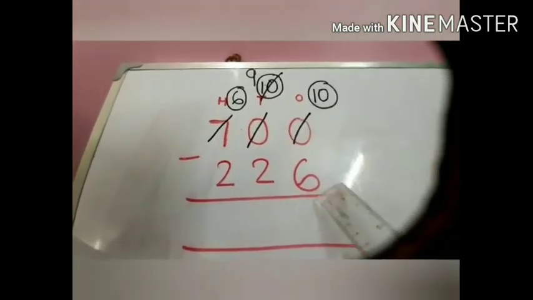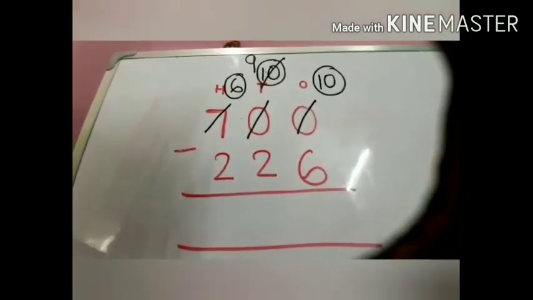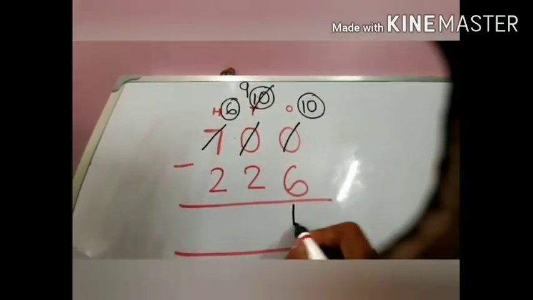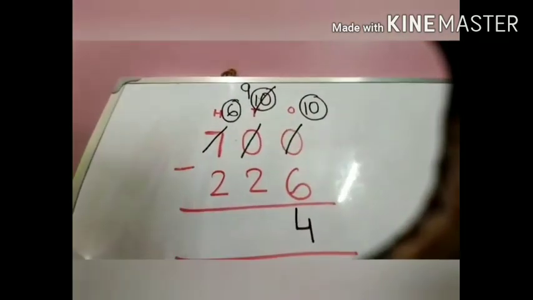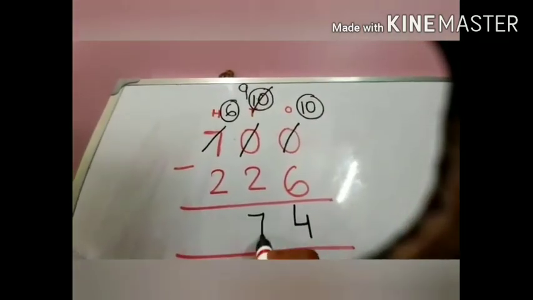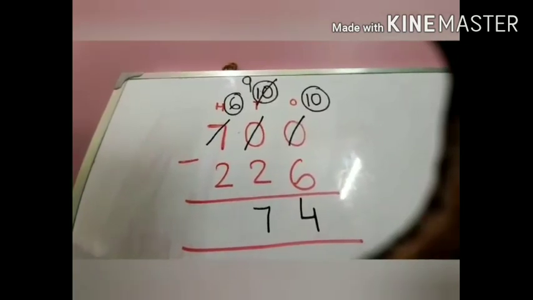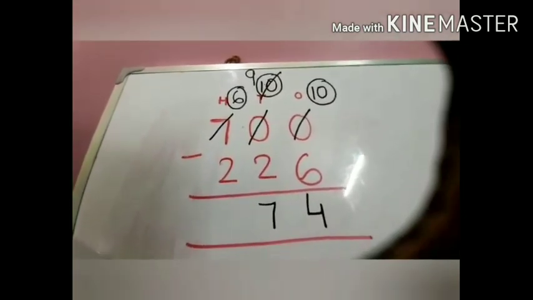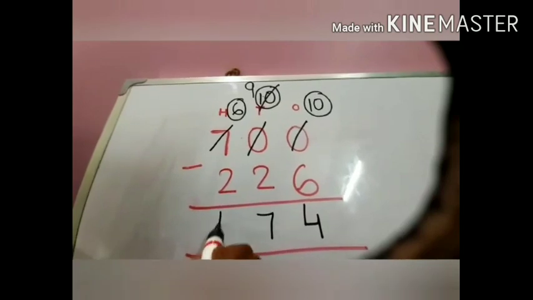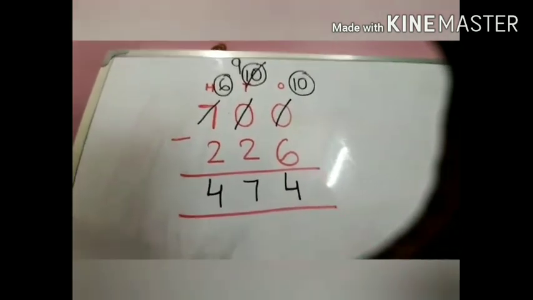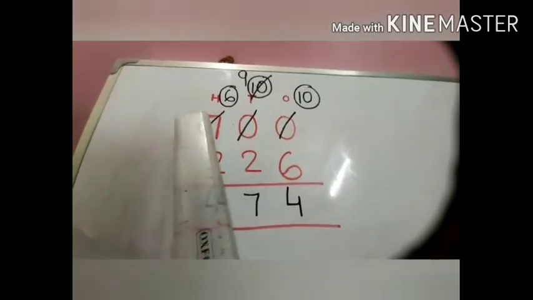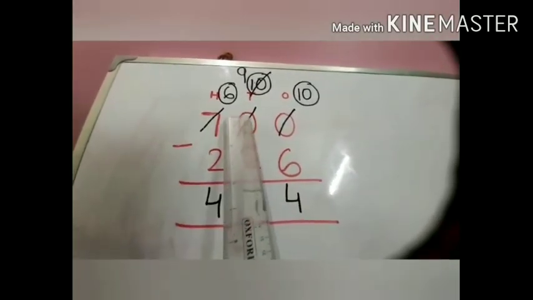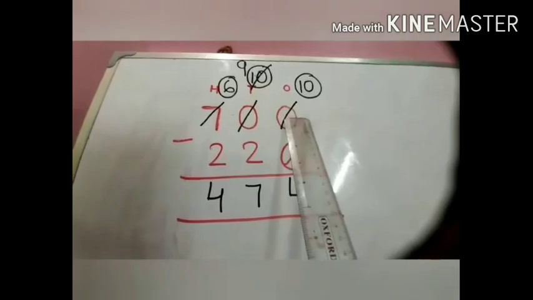From 10, if we take away 6, how much remains? Yes, 4. And from 9, if we take away 2, how much remains? 7. And from 6, if I take away 2, how much remains? Yes, children, 4. So, have you seen how easily I have calculated by borrowing first from the 100s place to the tens place and then from the tens place to the ones place?